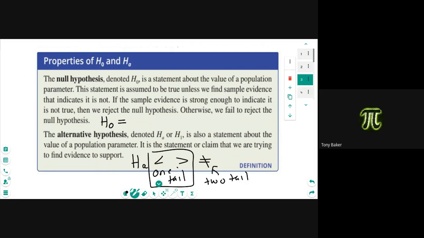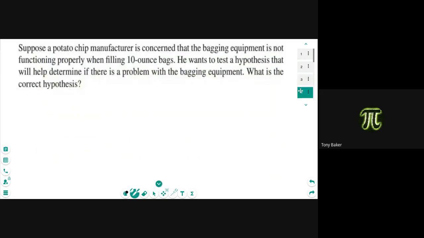Let's look at the new thing, and then we'll add it on to the rest of the stuff that we did. Let's look at identifying the null hypothesis and the alternate hypothesis. A potato chip manufacturer is concerned the bagging equipment is not functioning properly when filling a 10-ounce bag. Everybody would agree with this. So he wants to test a hypothesis that will help determine the problem with the bagging equipment.